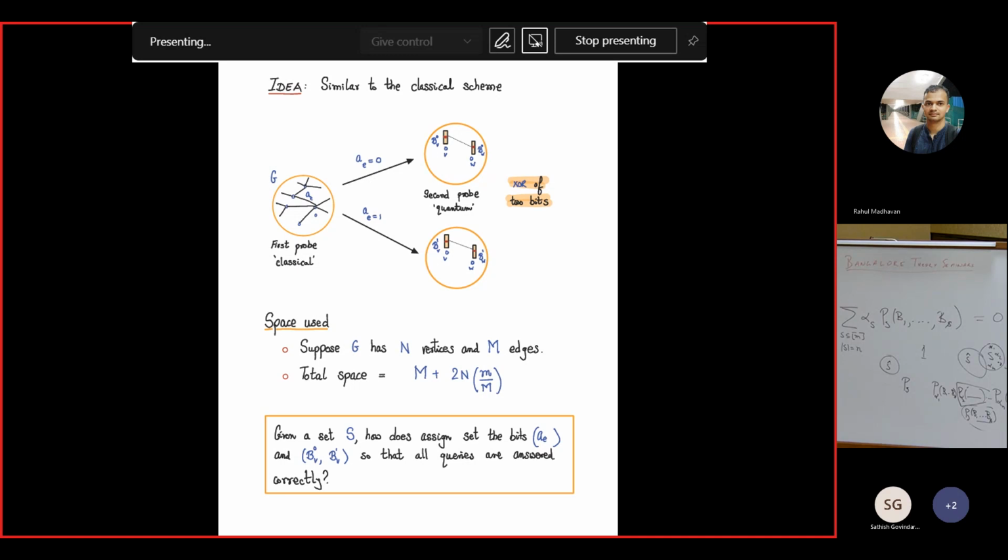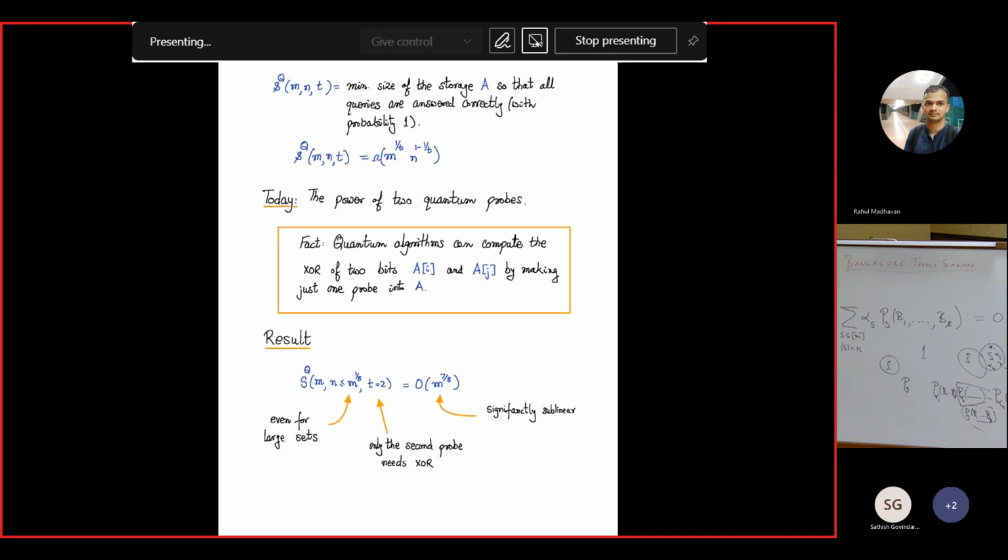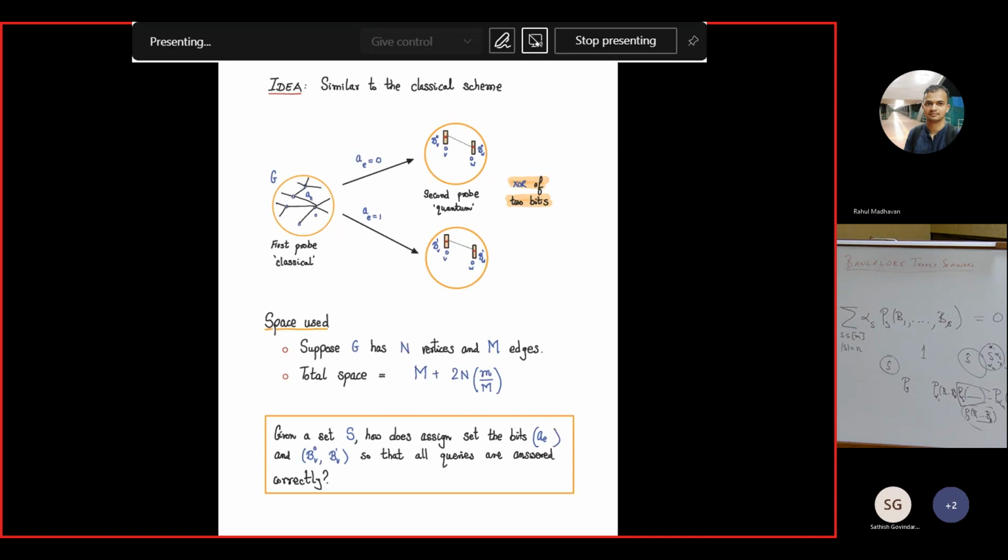The whole point is, now somebody has given us a set S of this size, a huge set. How are we going to put the bits on these edges and into these arrays so that all queries are answered correctly? That's it. And last time I said somehow high girth does the job. Let us see how we are going to do it now. I'll take 3 more minutes.